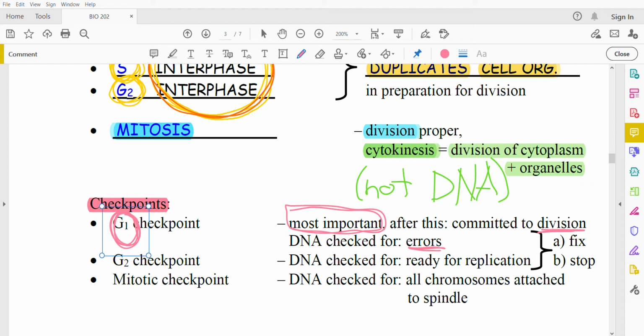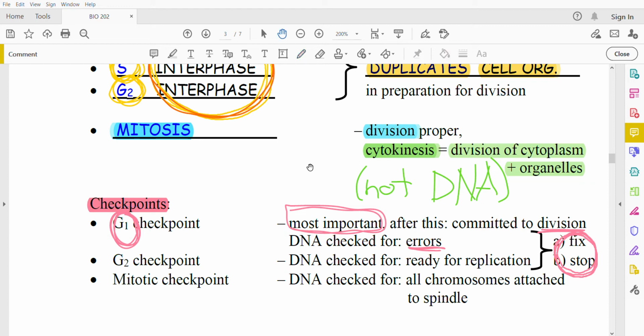If there is an error, we have two options. The cell might either fix the error, and after it has been fixed, the cell is then able to proceed to the next step of the cell cycle. If this DNA error cannot be fixed, the cell cycle stops. The cell will not progress any further in its cycle.